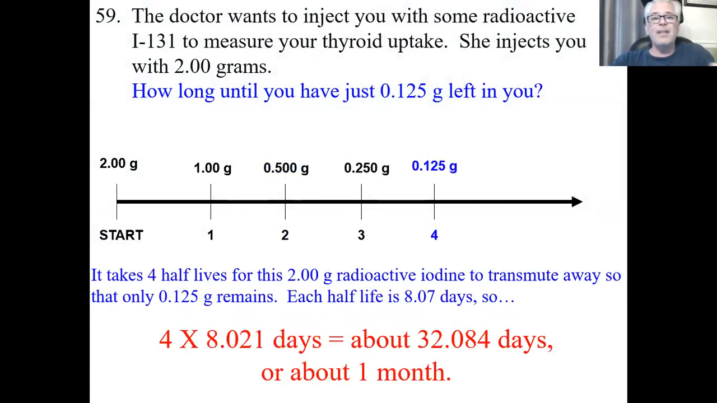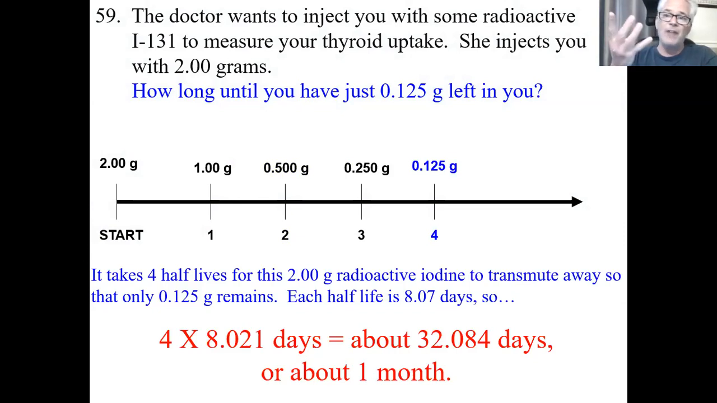And finally, after 4 half-lives, you can see clearly on this chart, start with 2, it goes to 1, to a half, to 0.250, to 0.125. The answer is literally right here on the T-chart. It takes 4 half-lives. How long is that? Well, you have to look up on table N what would be the half-life of radioactive iodine 131. And it turns out it's just a little over 8 days, 8.07 days.